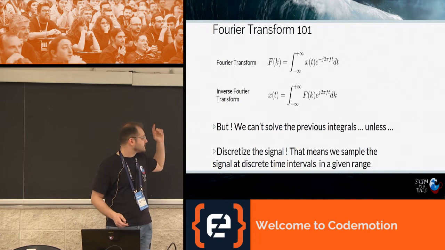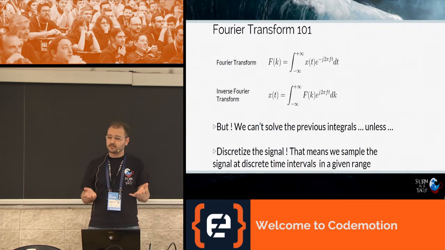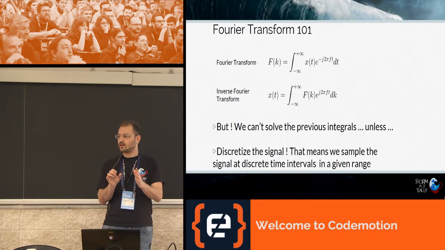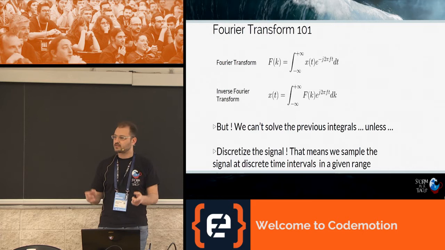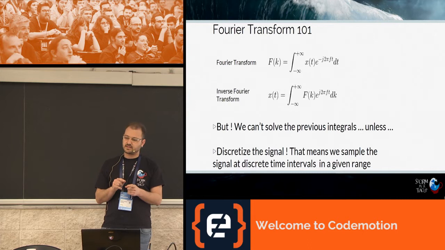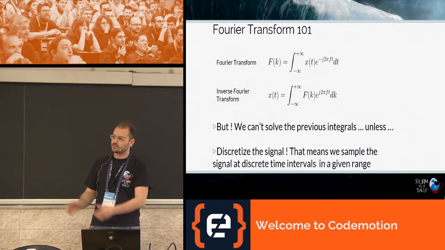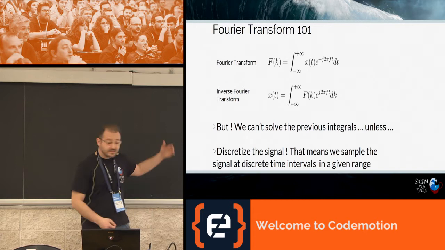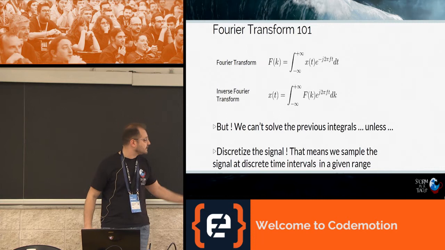But we can't solve these integrals unless we state in what interval we want the signal to be, because the signal is a function in general. So we have to define very well-defined intervals, because, as you know, the function has to be continuous and derivable. If it's derivable, it's integrable as well. So we define this support interval. When we define this support interval, the signal can be discretized.